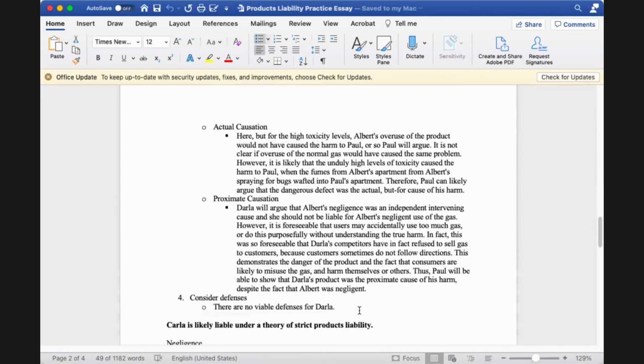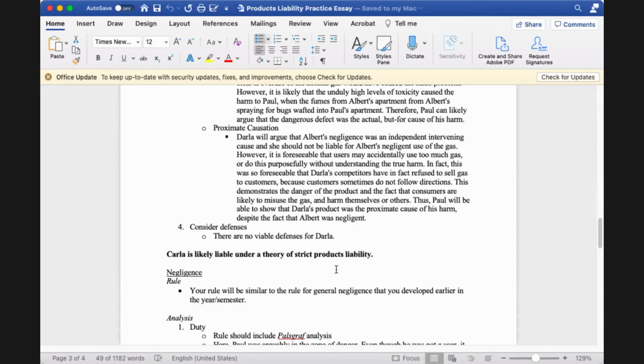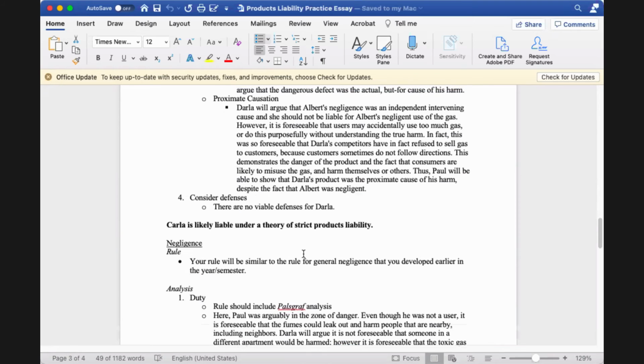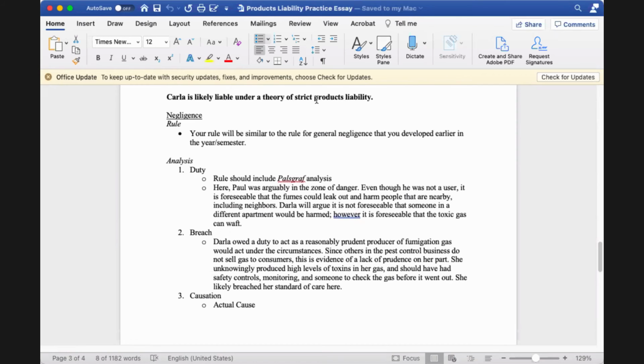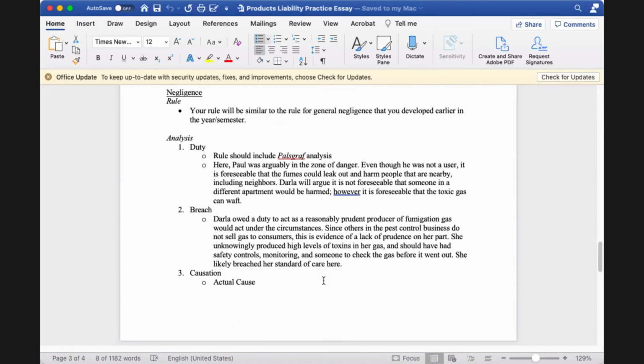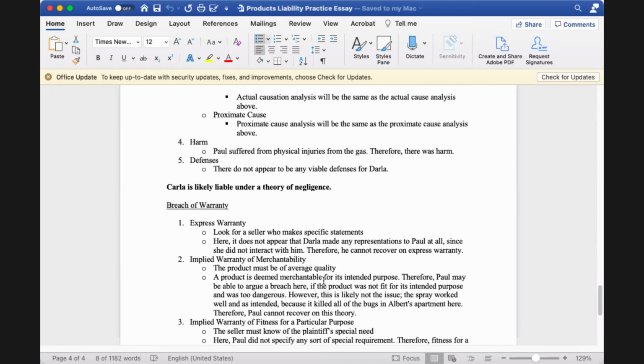Actual causation and proximate causation are super important to talk about in these products liability claims. And then consider defenses. You can go over specific defenses; it really just depends on how much time you feel like you have. I would hit everything else. If there are clearly no defenses, I would hit all of the other stuff and then come back and try to talk about why there are no viable defenses, but by all means, get all the other stuff done first. And then you have to go over strict products liability, and then negligence, and then breach of warranty claims.